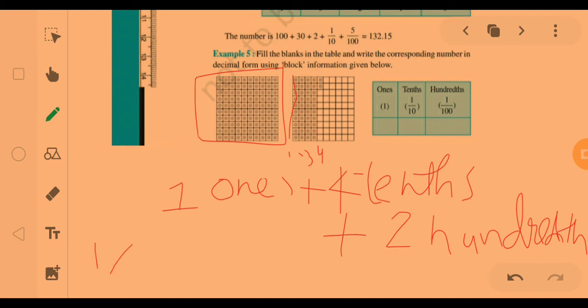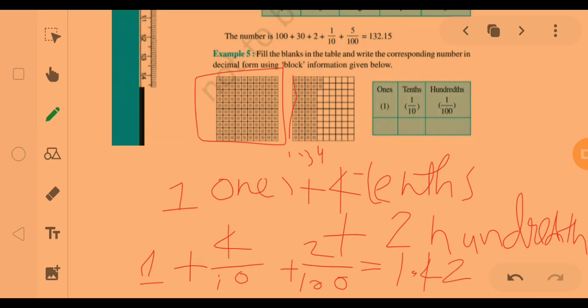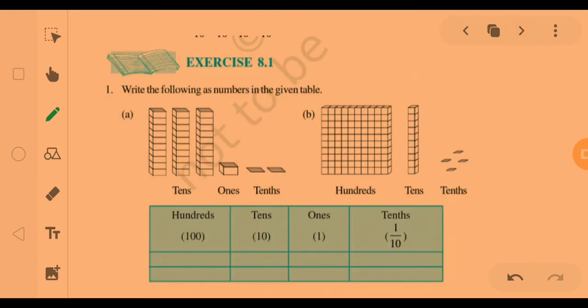So 1 into 1, it is ones only. 1 plus 4 tens, 4 tens is 4 upon 10, plus 2 upon 100. So the answer becomes 1.42. 1.42 is the answer. See the next one.